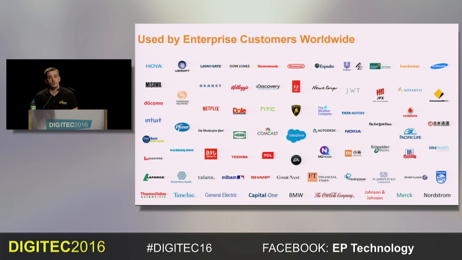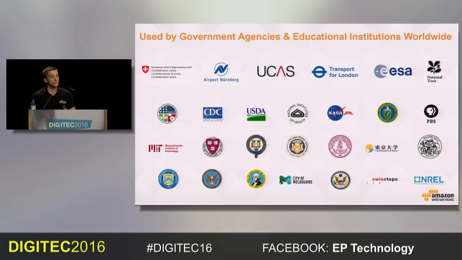But what's available to those enterprise customers is also available to public sector customers. If you look at some of the examples we have within public sector, within government institutions like you guys, you've got the Swiss government, or UCAS, which is the admission service for the UK government. Transport for London, which I'll give as an example a bit later. The European Space Agency, and also some other US government agencies.